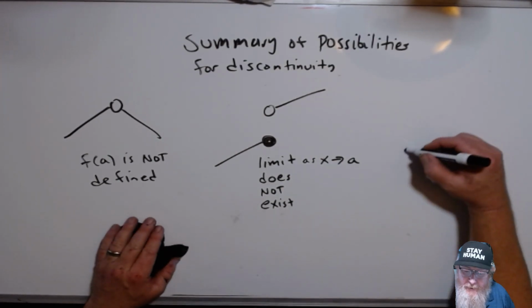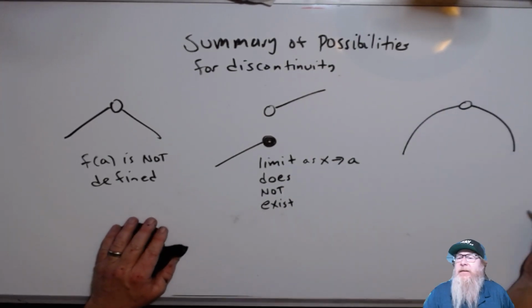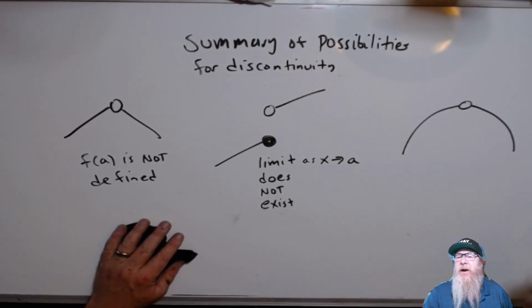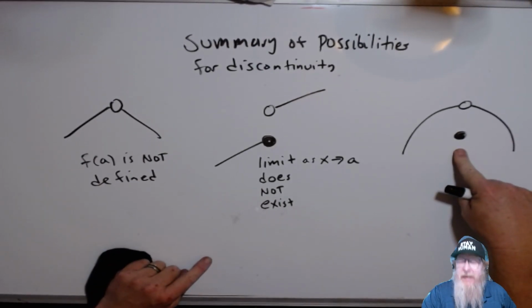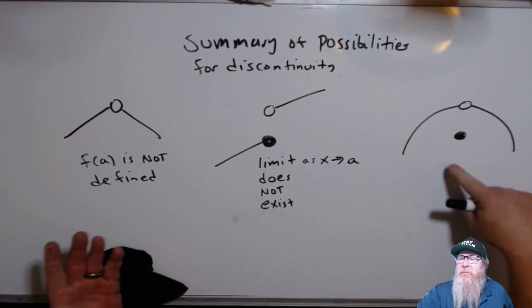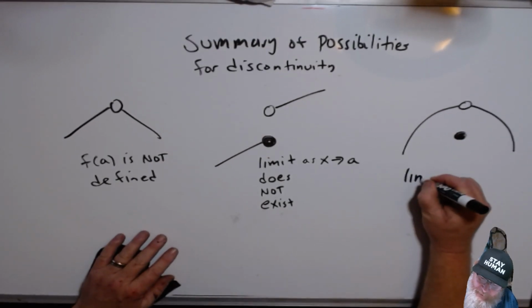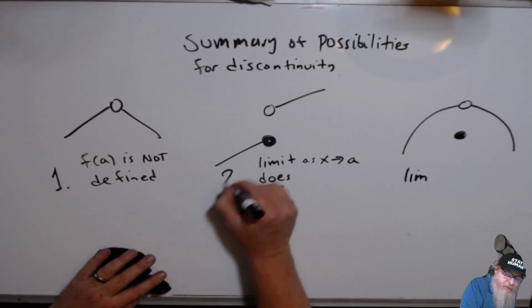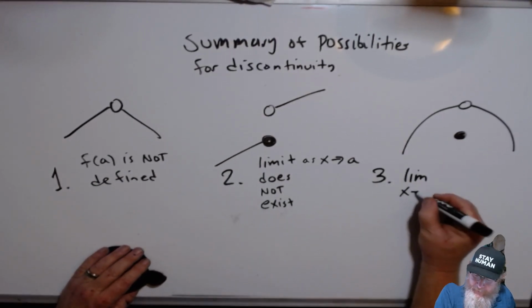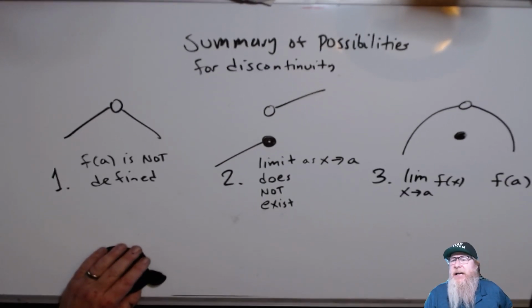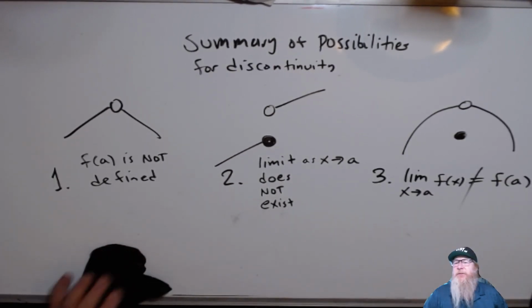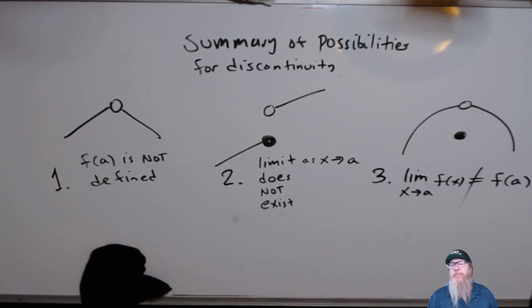And then the third possibility is the one we just saw several times, where the point is defined. So there is a dot. The limit does exist, but they don't agree with each other. So this would be the third possibility. So 1, 2, 3. The limit exists. The function is defined, but these are just not equal to each other. So those are the three ways in which something could not be continuous.